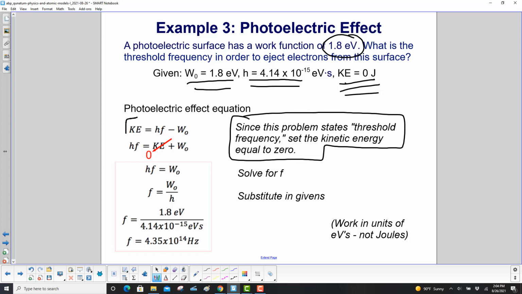So we have our photoelectric effect equation here. Kinetic energy is equal to 0. hf is equal to the work function. Divide both sides by Planck's constant. And here's our work function in electron volts. Here's Planck's constant in electron volt seconds. And we get a frequency of 4.35 times 10 to the 14th hertz.